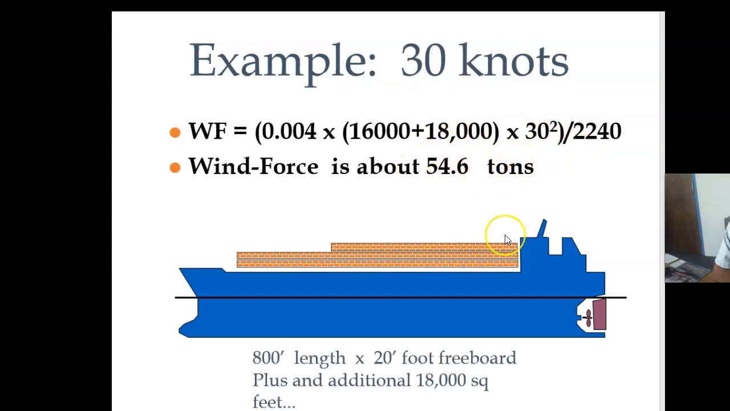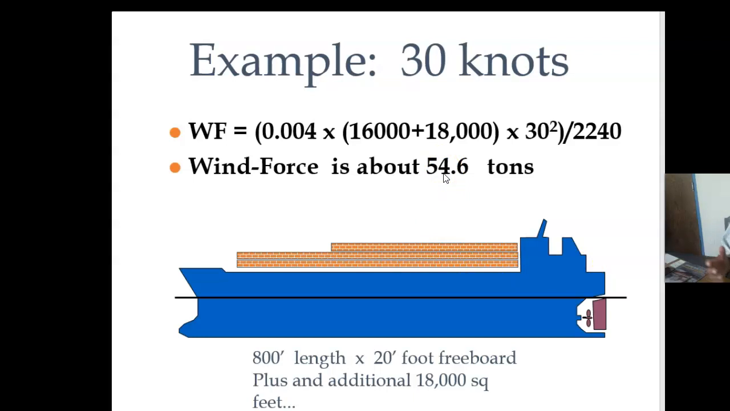Now we got a container ship with a big stack of containers on it. This is not a huge container ship. This is an 800-footer. By today's standards, this is a small container ship. The bottom line is that the wind operating on the port side of this vessel, striking it all up and down here, is going to generate 54.6.